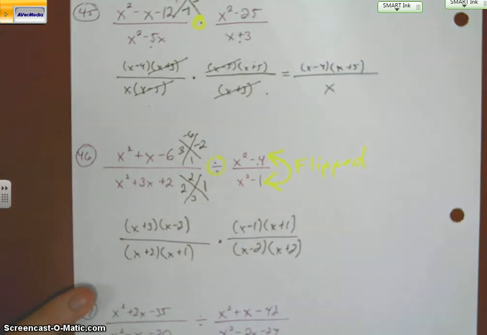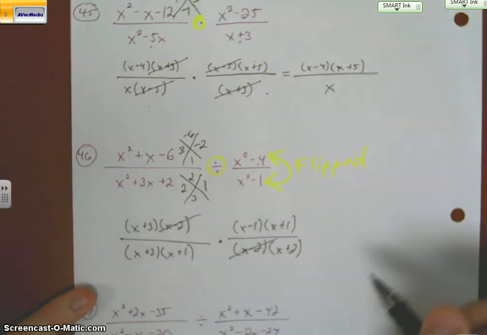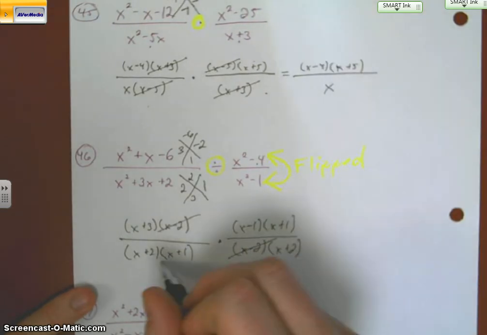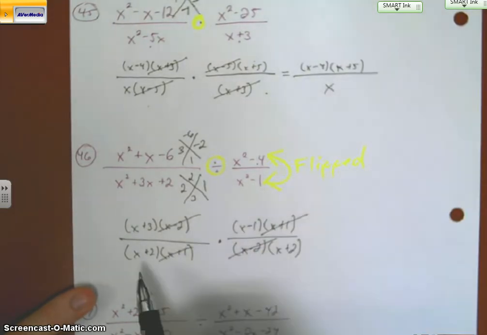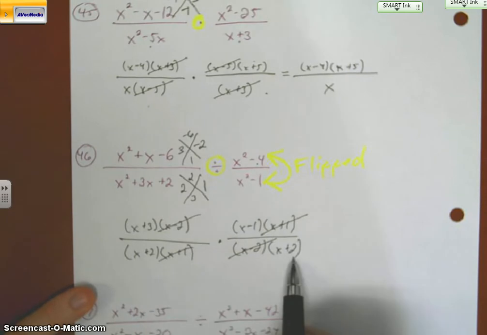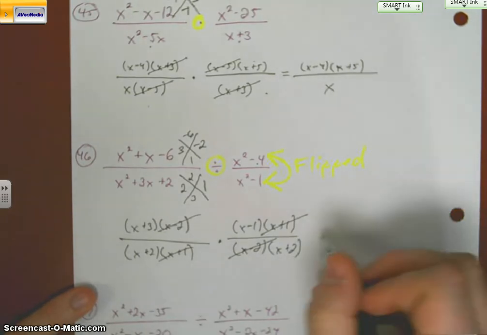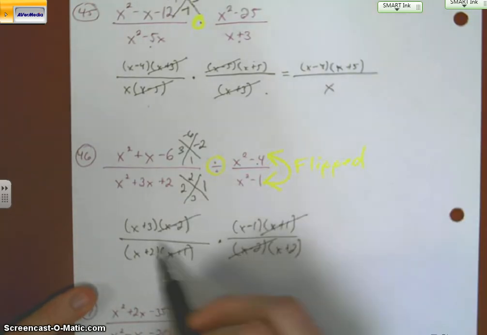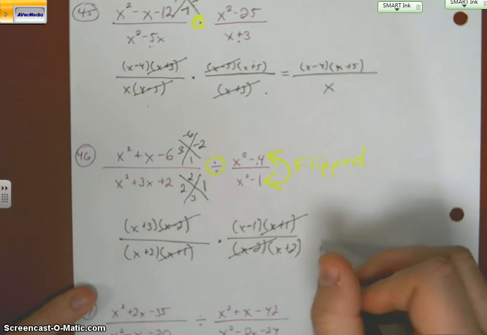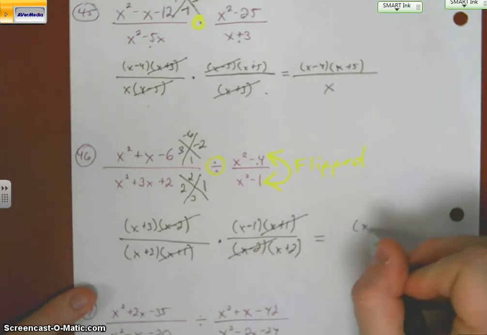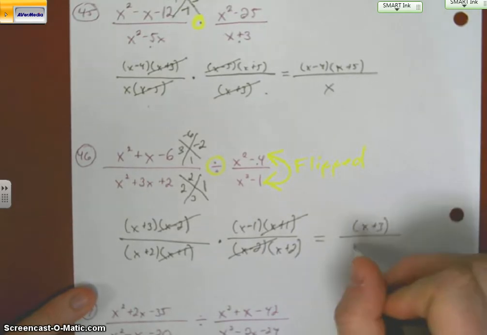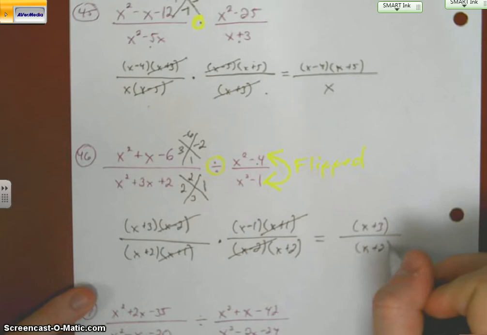And now we can cancel diagonally. Do not cancel these two out because these are horizontal of each other. You can only cancel vertically and diagonally. Here's our final answer, x plus 3, x plus 2 squared.